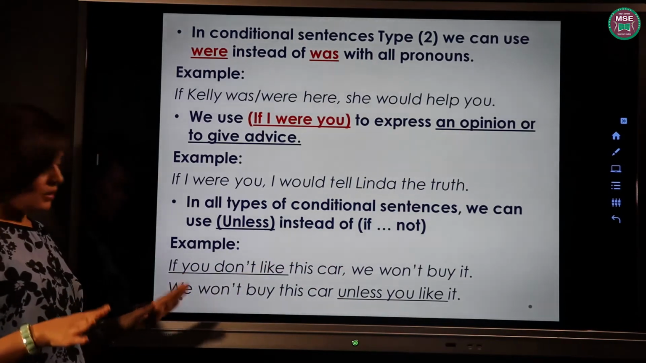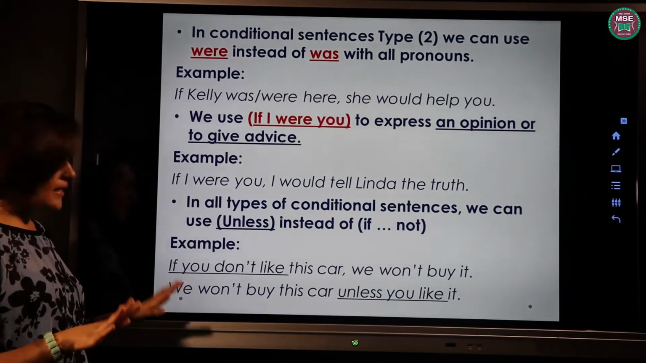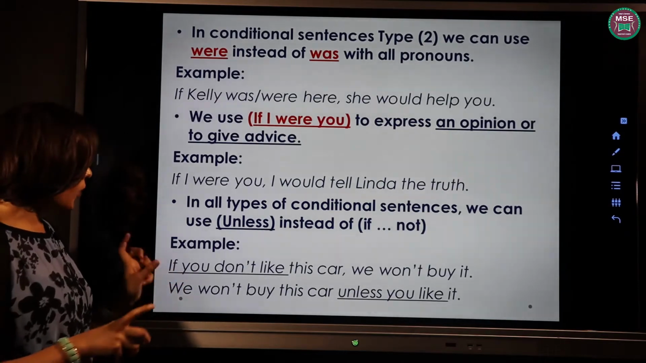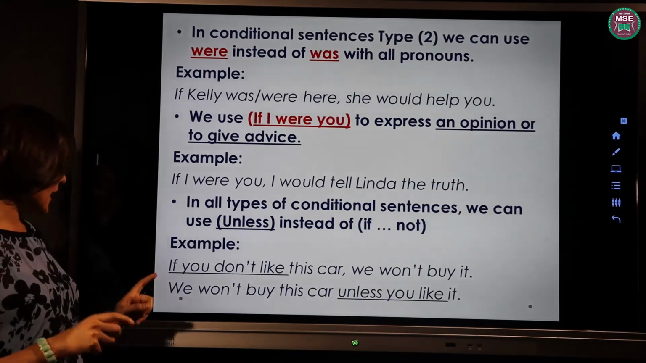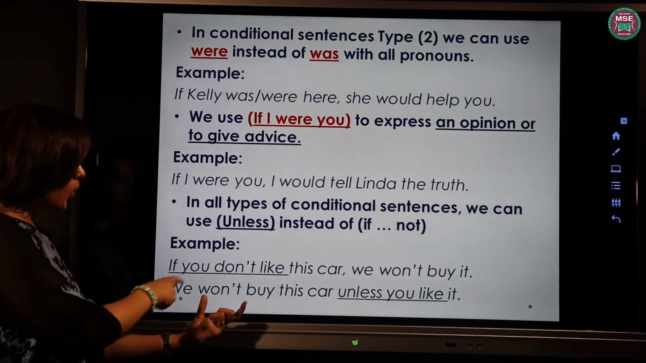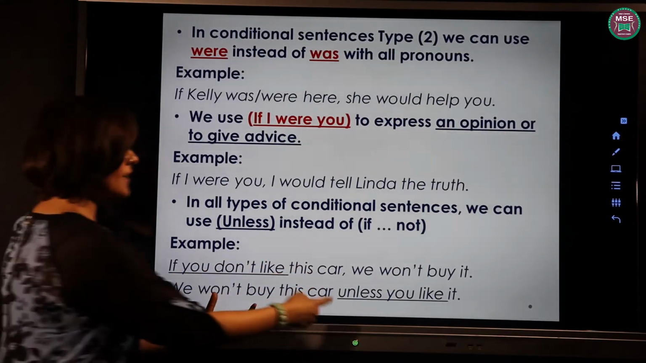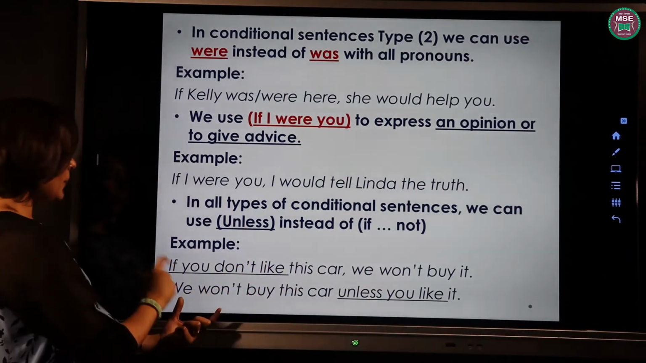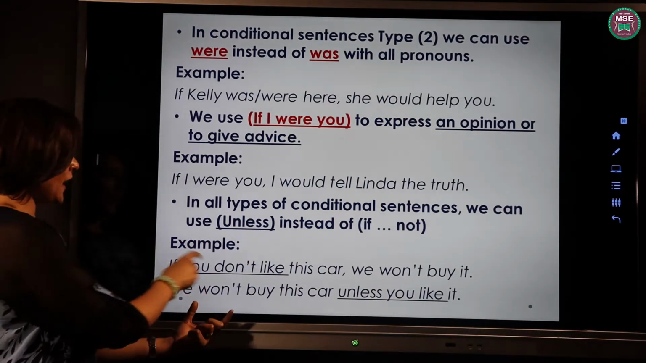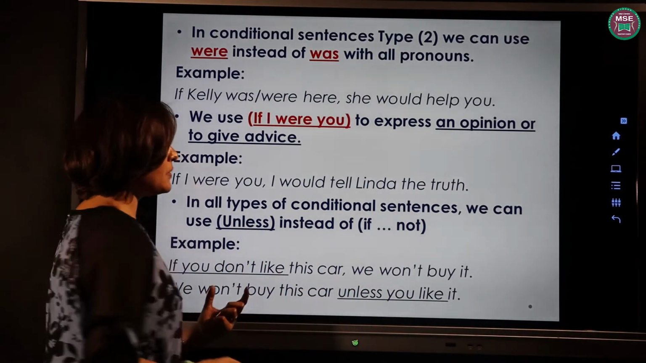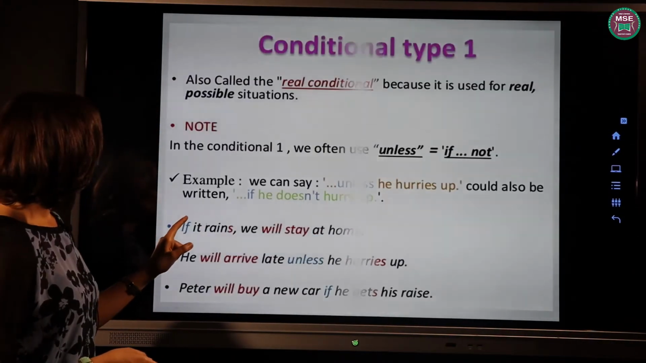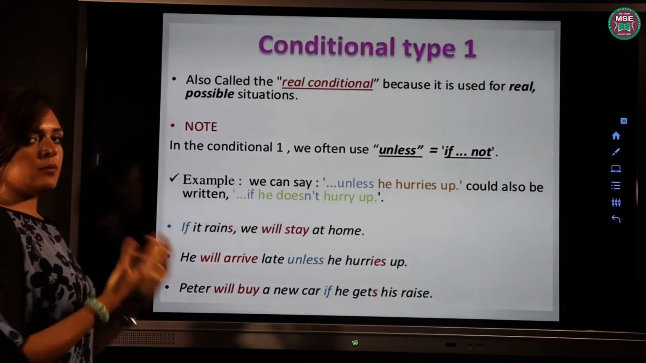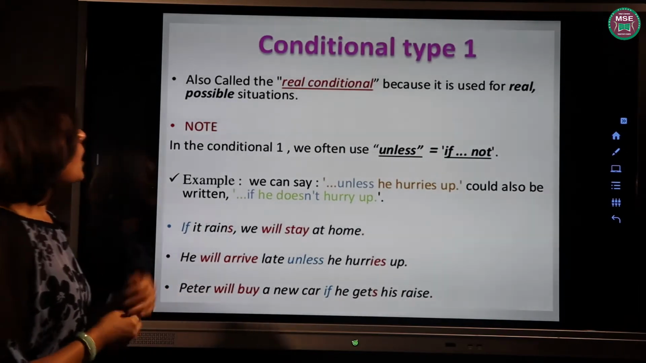It's not different in this case, it's the same meaning, but I want to make sure that you understand the usage of unless. Here we say, we won't buy this car unless you like it. I removed if and don't and put unless before the pronoun you. Here we explain more in this diagram.